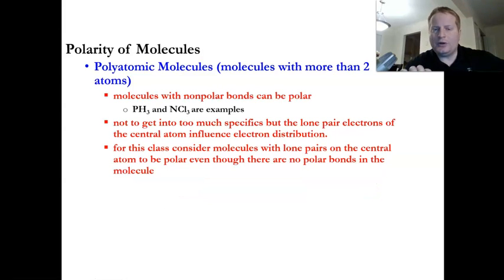Okay. A small thing we want to be aware of here is that there are always exceptions in chemistry, right? For the case of our class, it says not to get into too much specifics, but the lone pair electrons of central atoms influence electron distribution. For this class, consider molecules with lone pairs on the central atom to be polar, even though there are no polar bonds in the molecule. That sort of makes sense, because the way I visualize it is, even if I have 3 bonds on the central atom and I've got a lone pair on top, even if all those bonds are nonpolar, that lone pair hanging out at the top is electrons in itself, essentially, so I just think of that as being not symmetrical anyway.